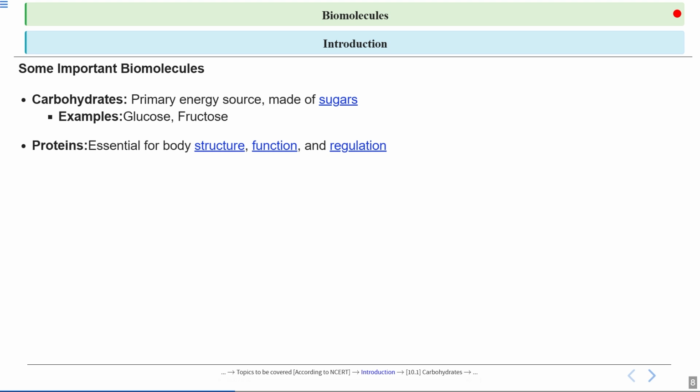Next, let's talk about proteins. So proteins are crucial for the structure, function and regulation of the body's tissues and organs. They help build muscles, repair tissues and carry out many vital processes. Examples of proteins include keratin and collagen.